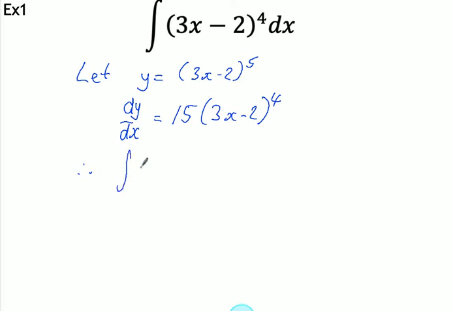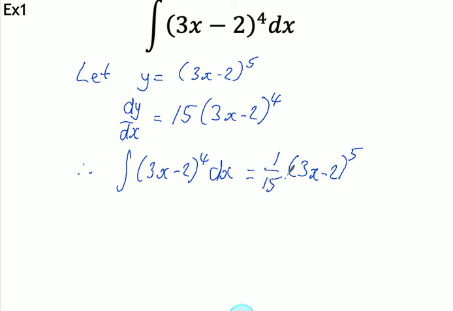However, I now know that if I were to integrate this function with respect to x, it will be something to do with that, but now I must take 1/15 of it and add my constant of integration.